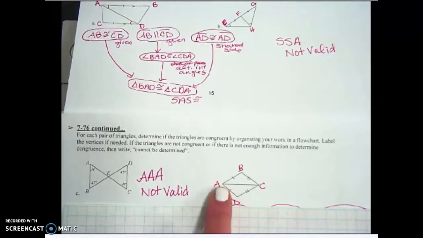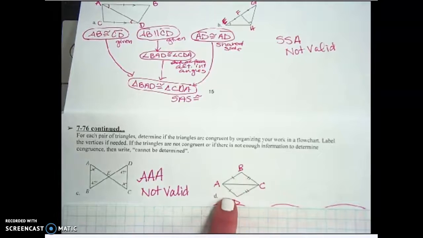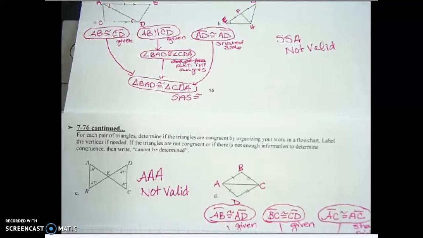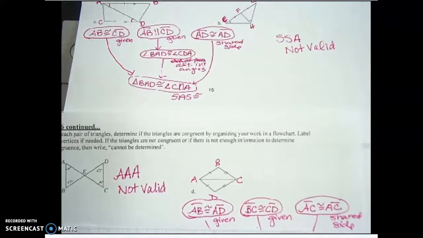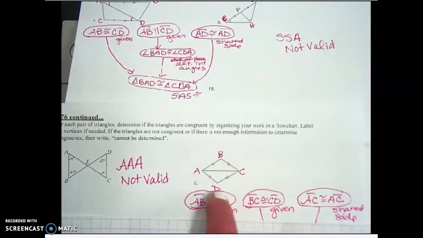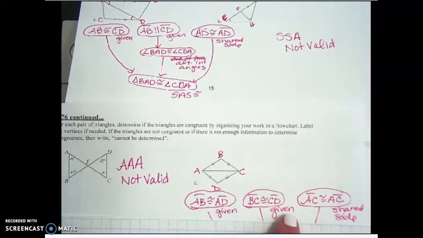All right, part D. Please label the vertices A, B, C, and D. First thing you're going to notice is the single tick mark here and here. So you're going to say that AB is congruent to AD. That's given because of the tick marks. The second thing that you're going to notice is that BC is congruent to CD because a double tick mark here and a double tick mark here. The reason is that it's given.